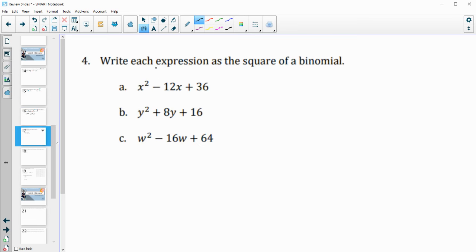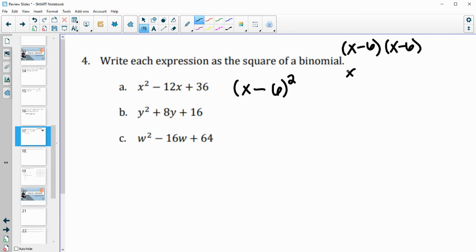All right, number 4, write each expression as a square of a binomial. So we want to figure out what number multiplied by itself gives us 36 and then adds to that negative 12. And so the square root of 36 is 6. And then we need it to be negative so that it gets us this negative 12. And so let me just do that off to the side here for this first one just to show you.